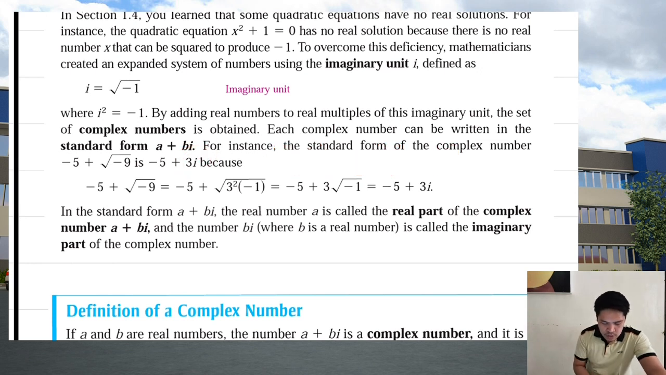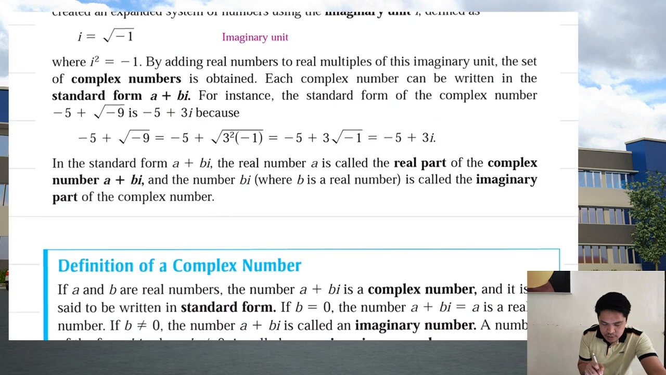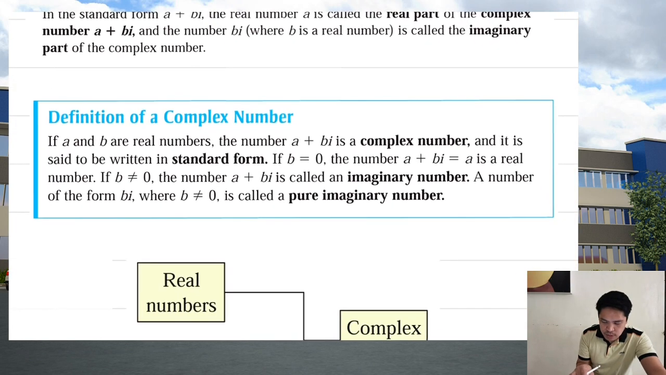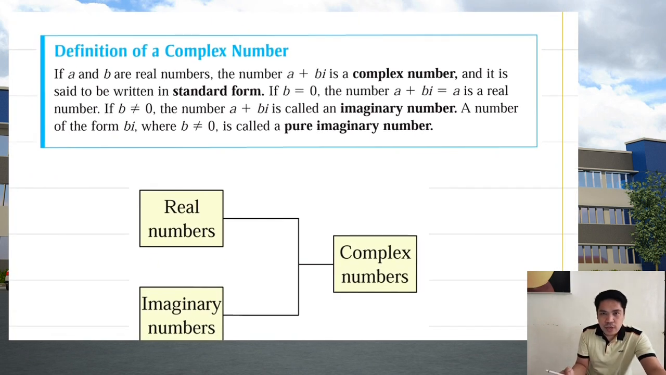In the standard form a plus bi, the real number a is the real part, and bi is the imaginary part. The real part and the imaginary part comprise the complex number a plus bi. So the definition of a complex number is this: if a and b are real numbers, the number a plus bi is a complex number, and it is said to be written in the standard form. So this is the standard form, a plus bi.